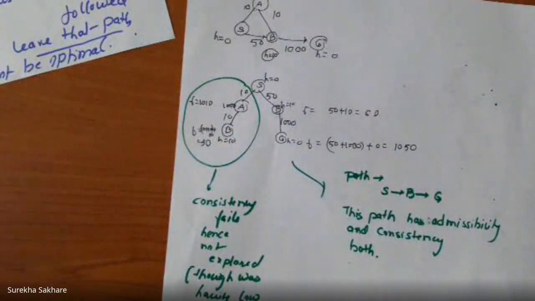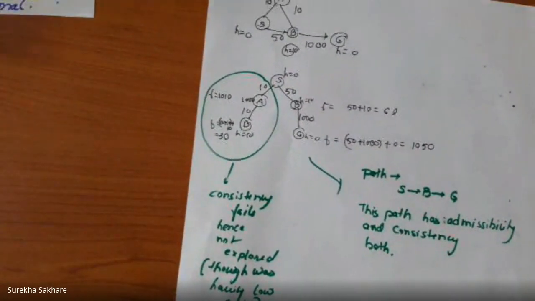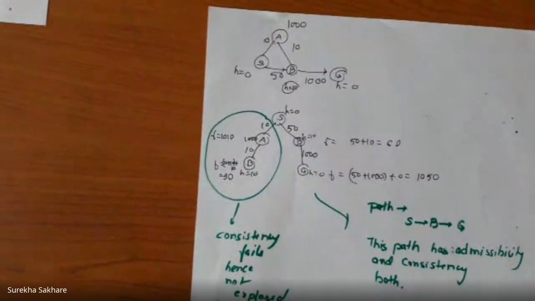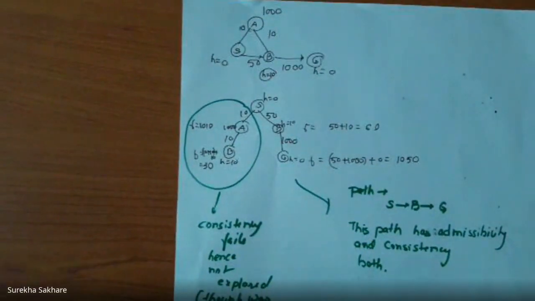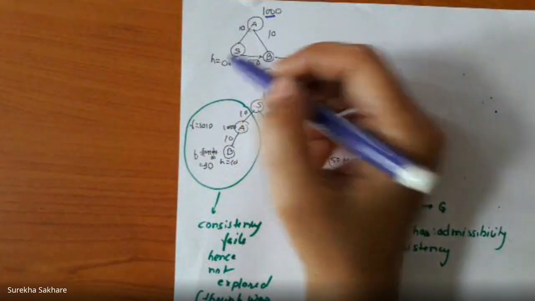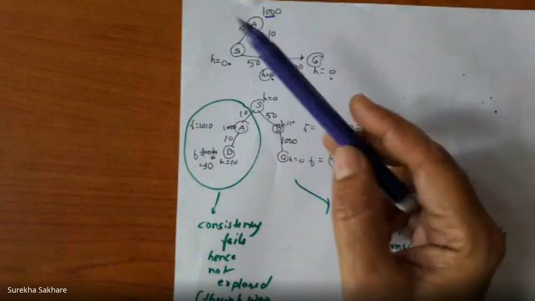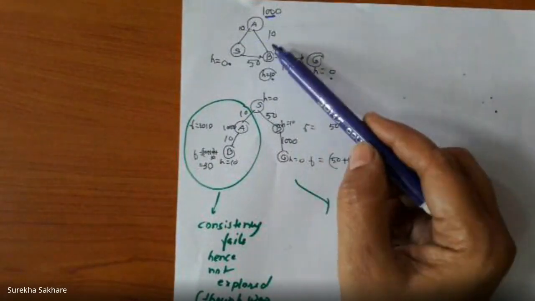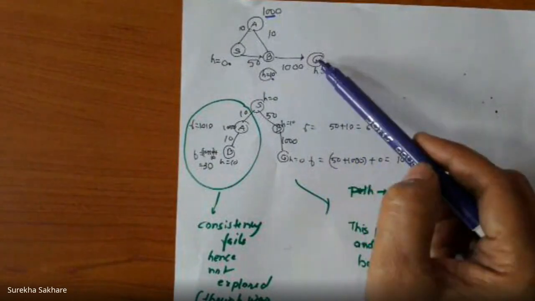Suppose I have a random diagram. This is a graph where we have a very small number of nodes. In this node A, I have a heuristic of 1000. This is 0. This is 10. And this heuristic is 0. Now the cost between S to A is 10. A to B is 10. S to B has been taken as 50. And B to G is taken as 1000.